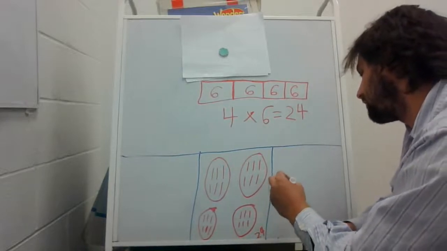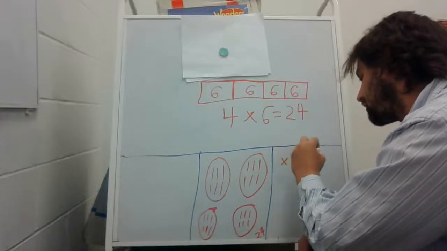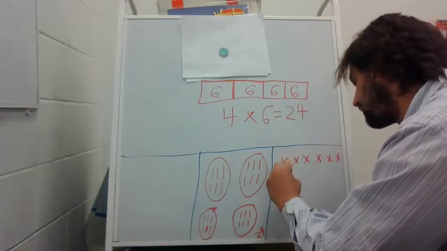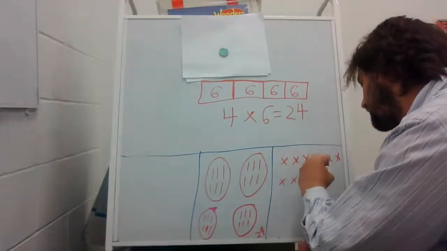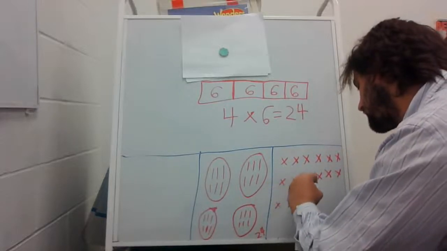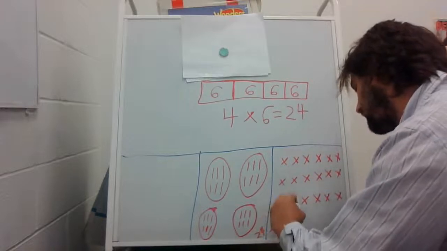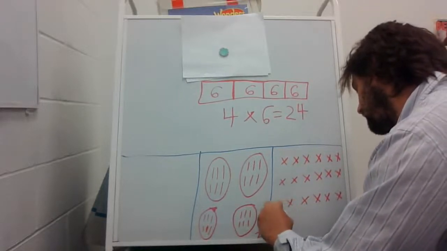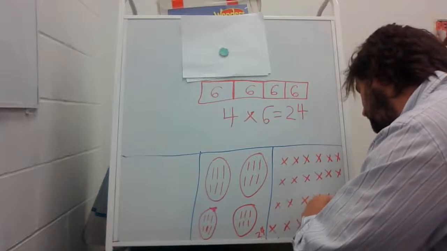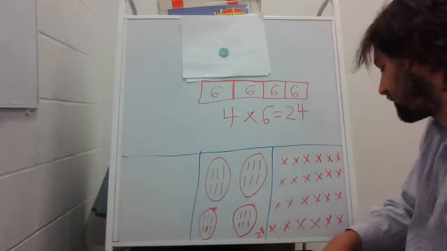So another thing you can do, make 4 rows of 6. I'm going to use X's this time, and I'm going to make 4 rows of 6 X's. That's 1 row of 6. That's 2 rows of 6. That's 3 rows of 6. And that is 4 rows of 6.